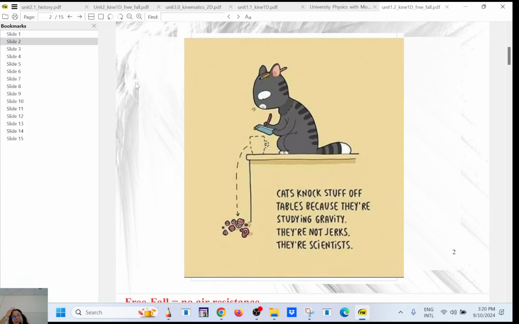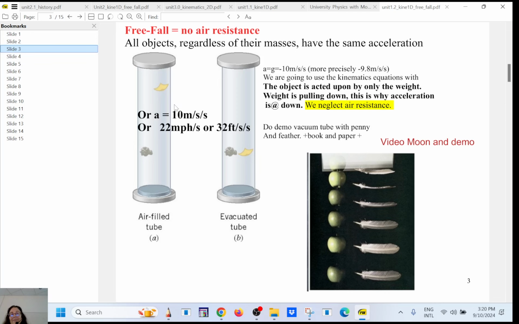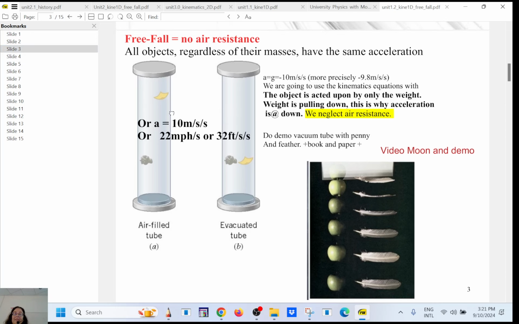Okay. So cats, they love to knock things out, but that's because they are scientists, right? They are studying gravity. So that takes you back to Galileo. And he said, I mean, he didn't say it, he showed it. He was able to do experiments showing that regardless of their mass, if you take two objects and only gravity is acting on them, so there is no air resistance, they will reach the ground at the same time. The acceleration for both objects will be negative 10.